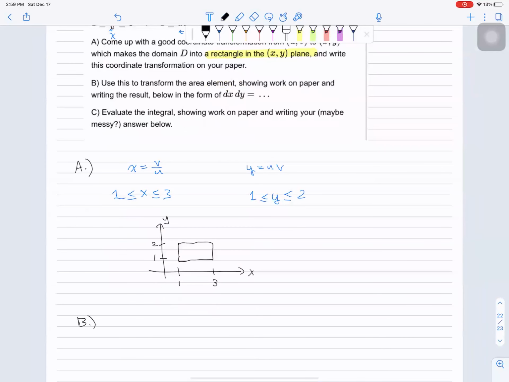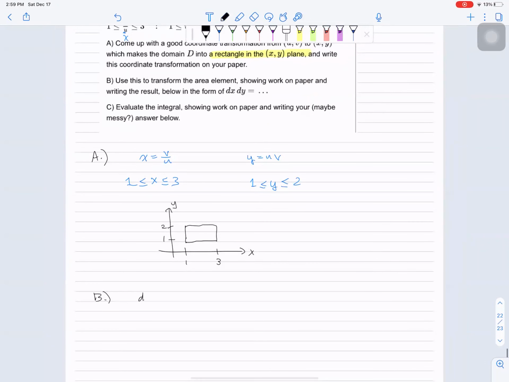Okay. Part B, use this to transform the area element, showing work on your paper, below in the form x, y, x, dx, dy. So what does that mean? That means they want you to use the change of variables formula to transform dx dy. What does the change of variables formula say? It says dx dy is the absolute value of the determinant of this Jacobian matrix, du dv. That's by the change of variables theorem.